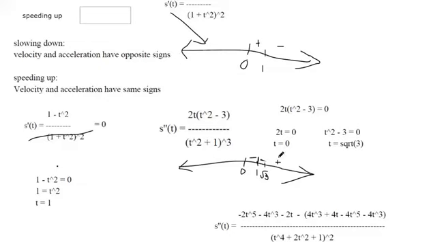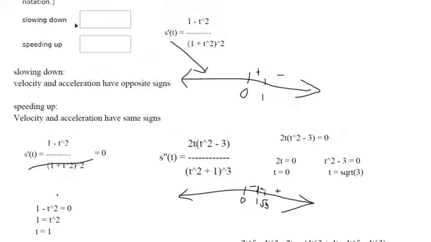Okay, so now we got that figured out, we can finally answer this question. Where is this thing slowing down? In interval notation, I'm thinking about where the velocity and the acceleration have different signs. Between 0 and 1, they have different signs, right? Velocity is positive, acceleration is negative. So 0 and 1, slowing down.